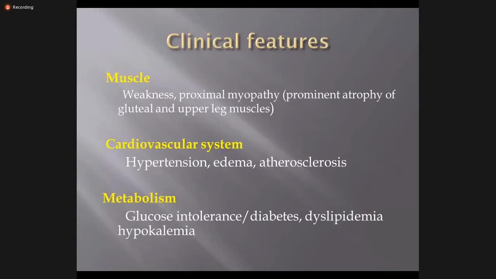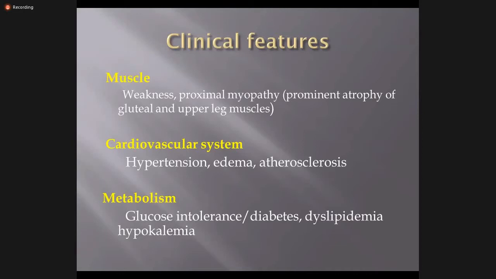Cardiovascular abnormality is very common in Cushing syndrome. First of all, hypertension, edema, and peripheral edema, and atherosclerosis can also occur, because it involves not only glucose metabolism but also lipid metabolism, resulting in atherosclerosis. There might be myocardial infarction, and severe stroke can occur in such patients.